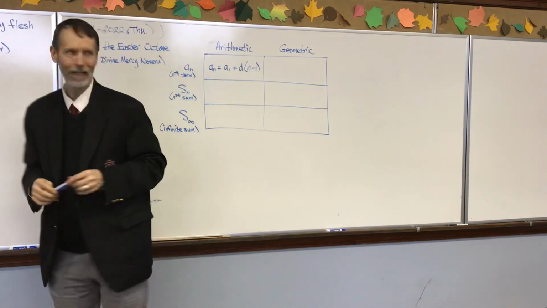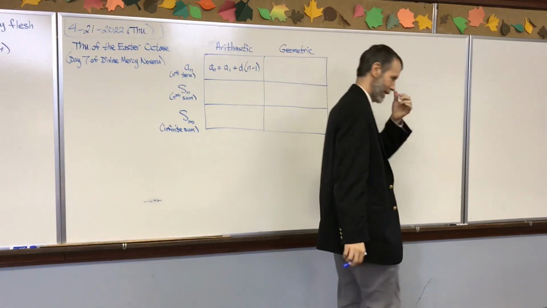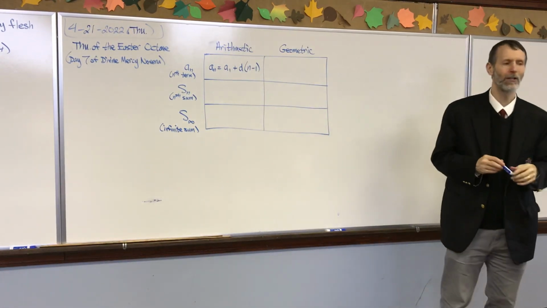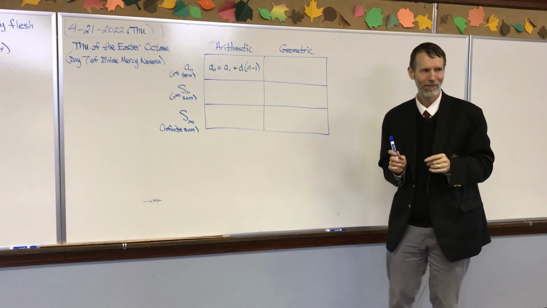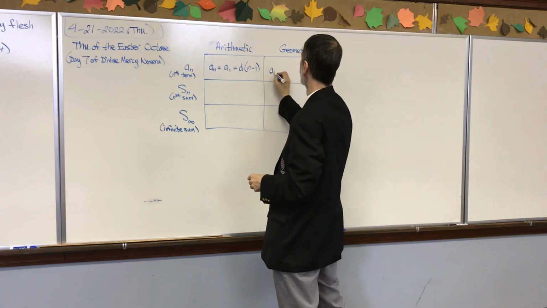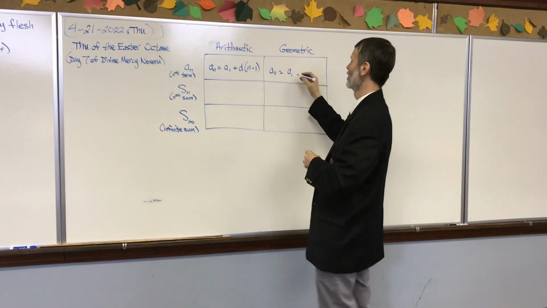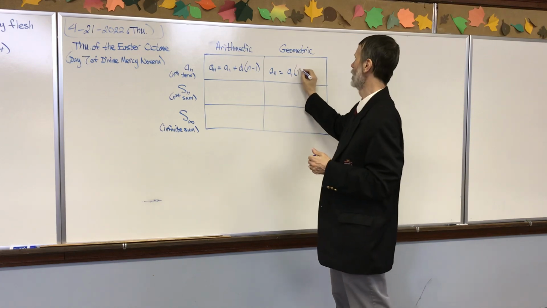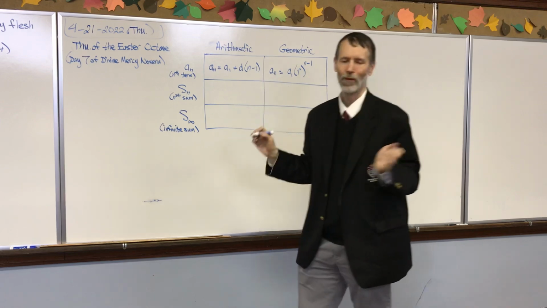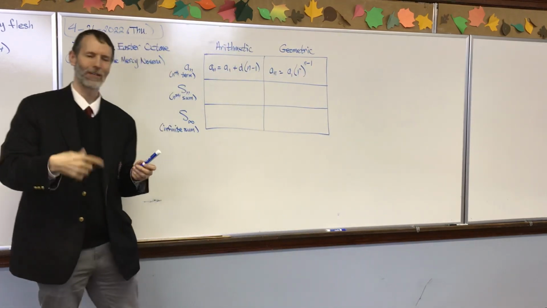Can somebody give me the nth term of a geometric sequence, which you covered yesterday? Look in your notes if you need to. See if you can do it without. Go, Mary. a sub n equals a1 times r to the n minus 1. Correct. To the n minus 1 power. The reason we do that is because it's r times r times r times r times r.